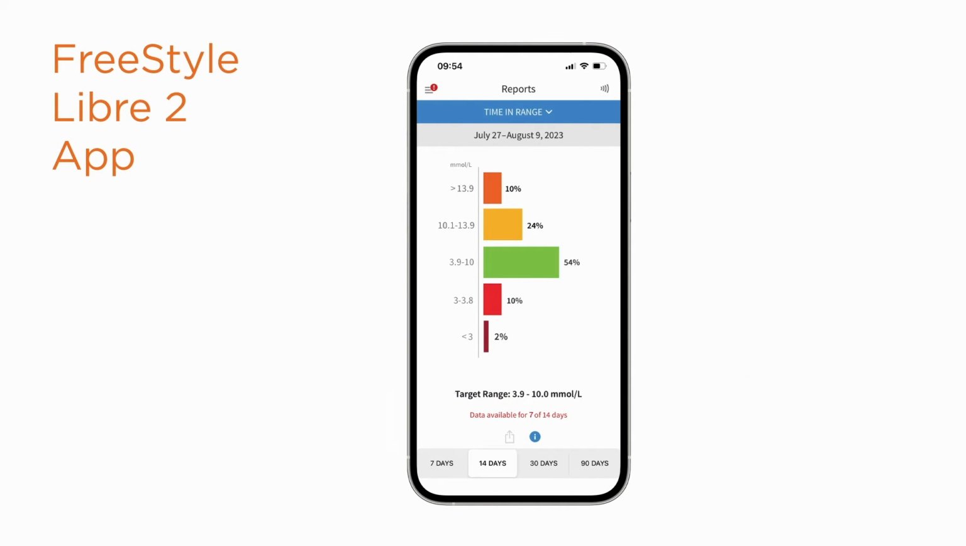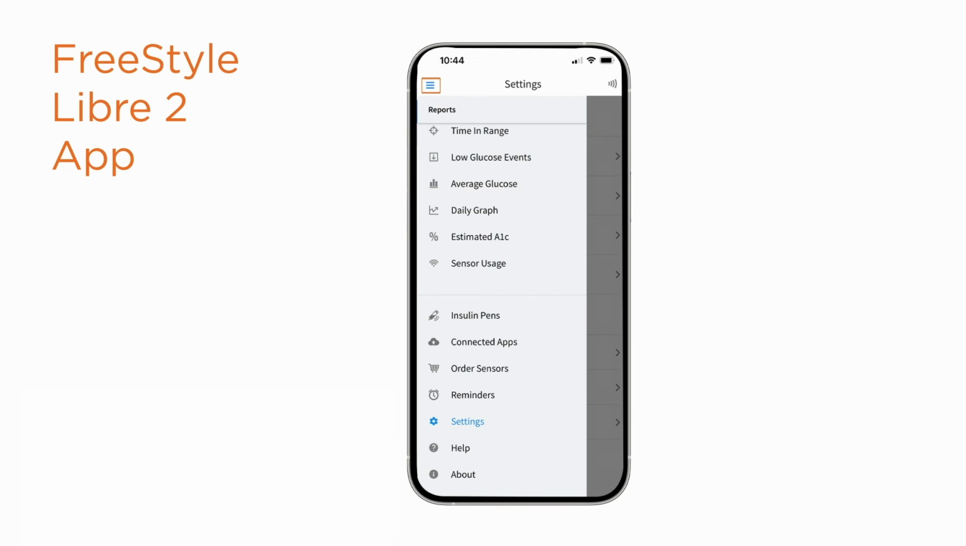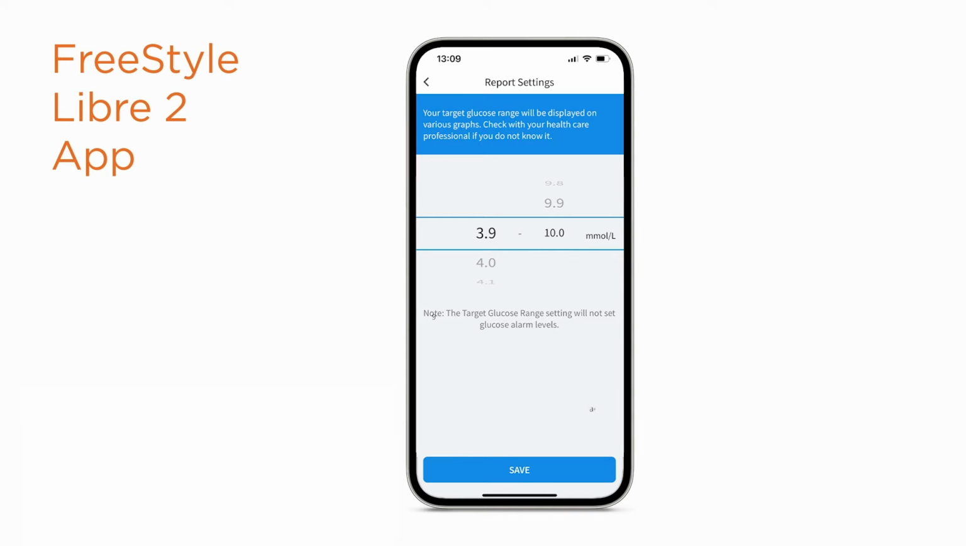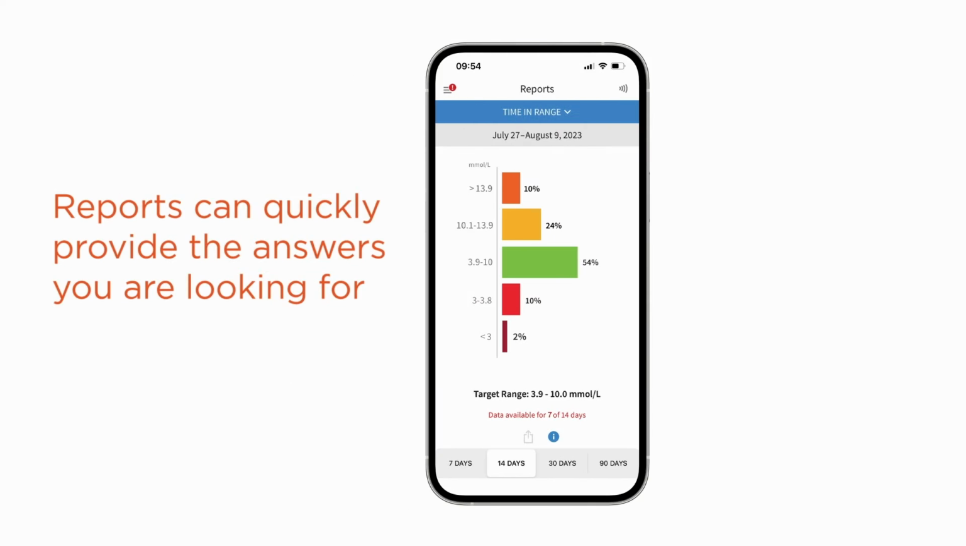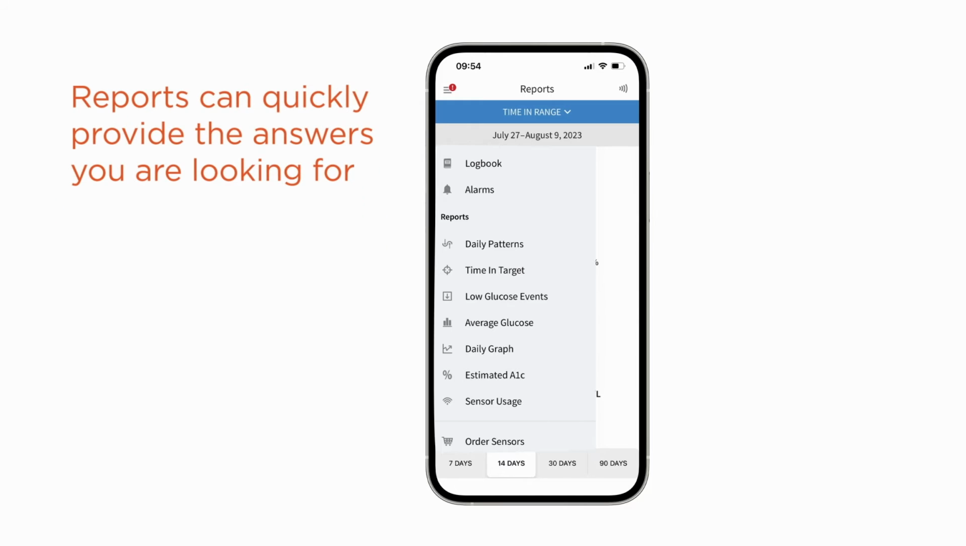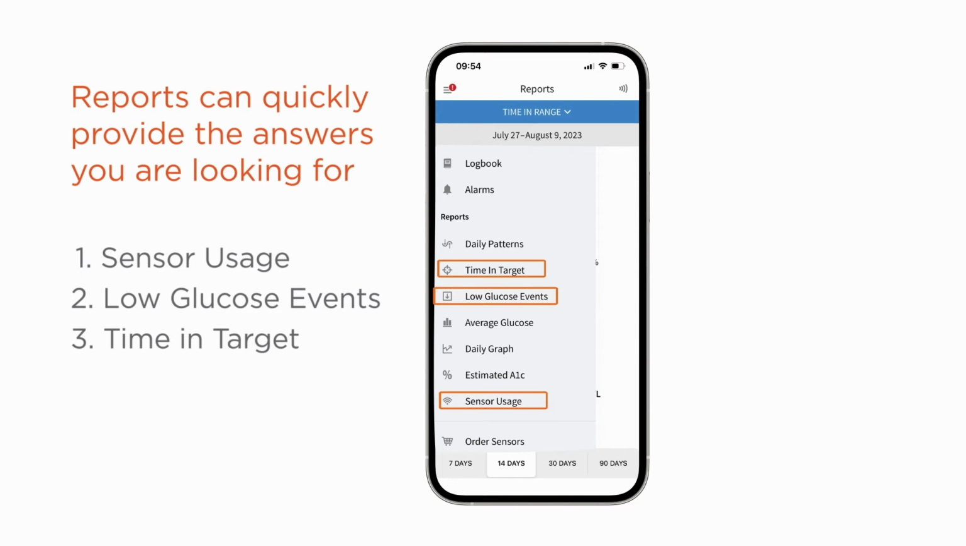You can check your target settings by going to Menu, Settings, Report Settings. FreeStyle Libre 2 reports quickly give you the answers you are looking for. To see your reports, click the Menu button in your FreeStyle Libre 2 app. The reports we're going to look at are sensor usage, low glucose events, time in target, and daily patterns.